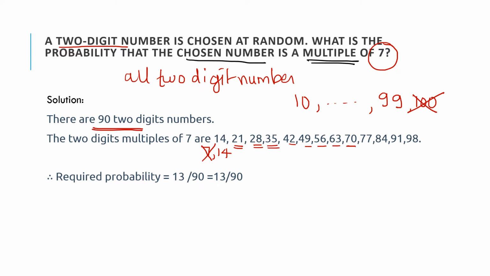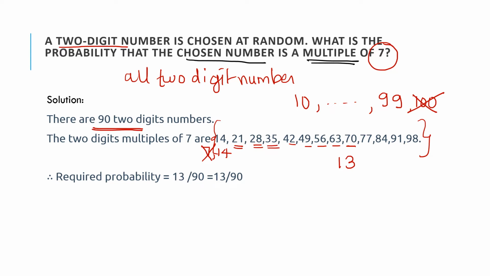After that, you can go on adding 7. So that is 77, 84, 91, 98. After that, if I add 7, I will get a three-digit number. We don't want that, our restriction is up to two-digit numbers only. So the two-digit multiples of 7 are these numbers, and all together they are 13 in number.